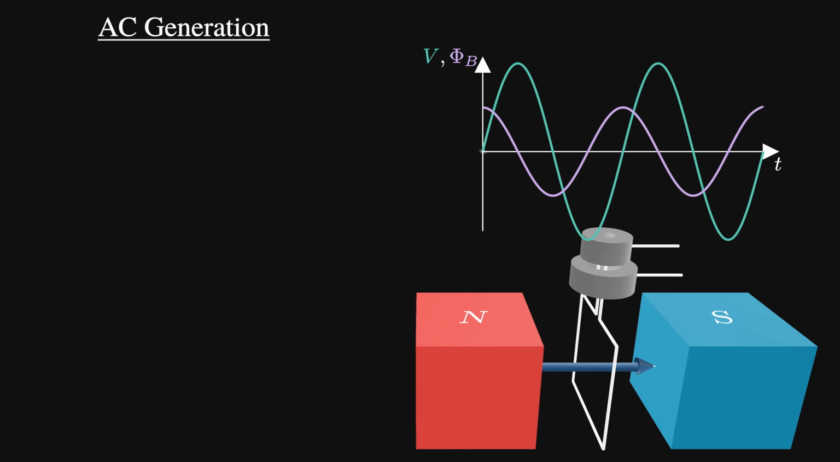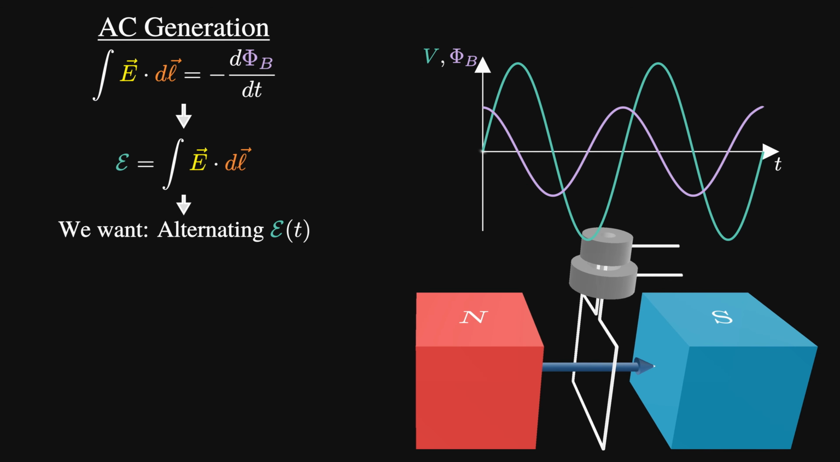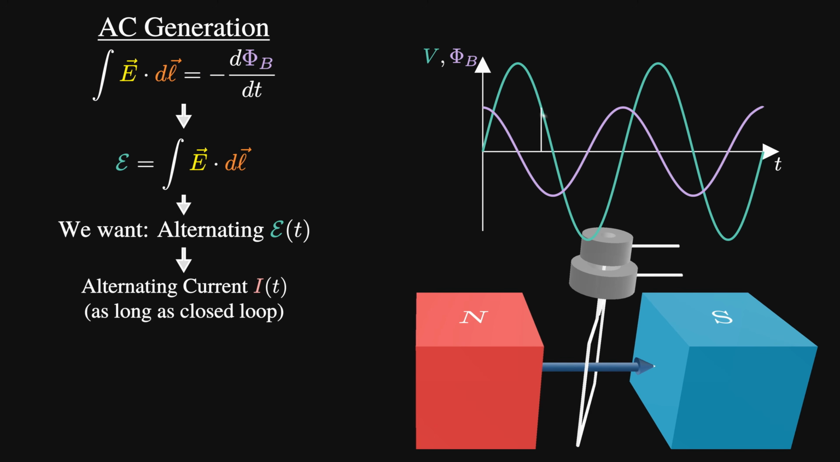So let's now put the whole chain together. At the start of the video, we wanted an alternating EMF. To get that, we need a changing magnetic flux. The simplest way we could do that is to rotate a conducting loop in a magnetic field. That changing flux guarantees a circulating electric field, and that electric field produces an EMF. And if the loop is connected to a circuit, a current flows. So in the end, the AC generator is nothing mysterious. It's just a device that rotates a conducting loop in a magnetic field, so that the magnetic flux through the loop changes continuously, and Faraday's law does the rest.